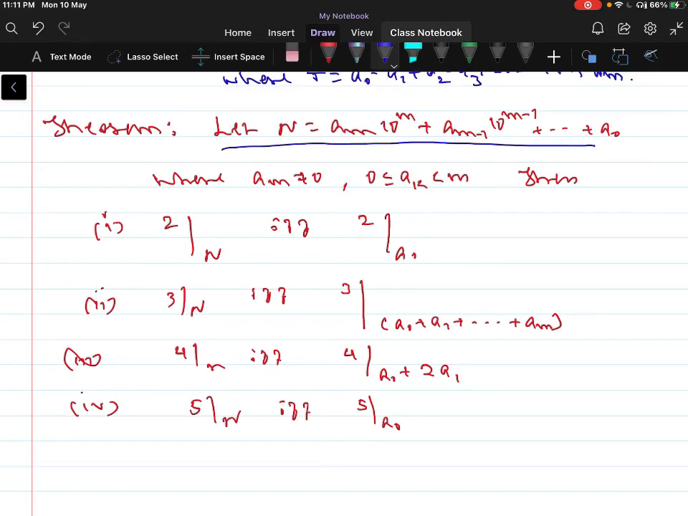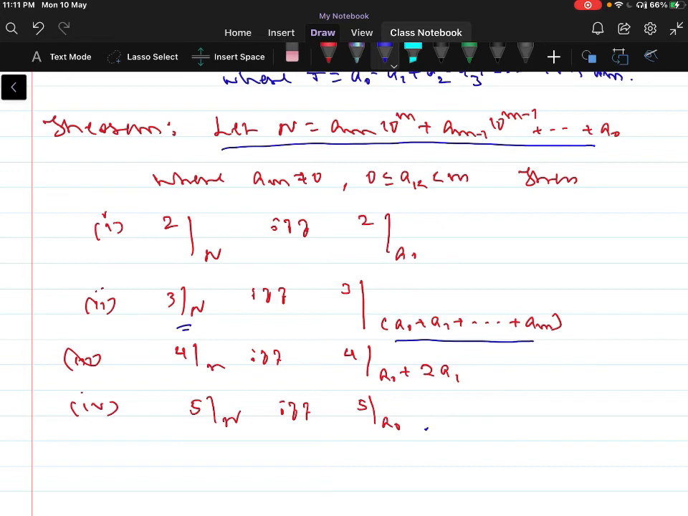So then 2 divides n if and only if 2 divides a0. Second result: if 3 divides n, then 3 divides a0 plus a1 and so on up to am. Similarly, if 3 divides the sum of a1, a2, and so on to am, then 3 divides n also. 4 divides n if and only if 4 divides a0 plus 2a1. The fourth one: 5 divides n if and only if 5 divides a0.